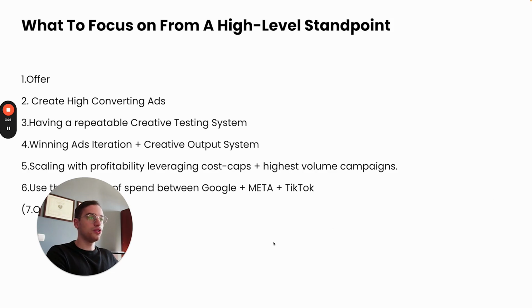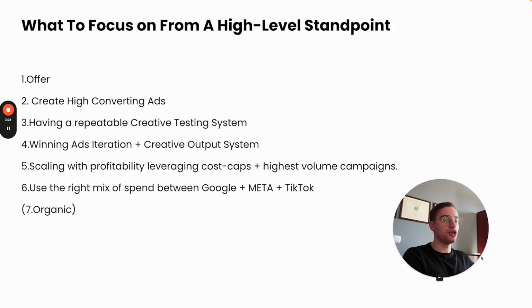Now, what to focus on from a high level standpoint. First of all, you need to have a good offer, and I'm going to explain in a couple of slides what that basically means. 2, creating high converting ads, having a repeatable creative testing system, winning iterations on your ads and creative output system. Then scaling with profitability, leveraging cost caps and high volume campaigns, not highest volume campaign here. And use the right mix of spend between Google, Meta, and TikTok.